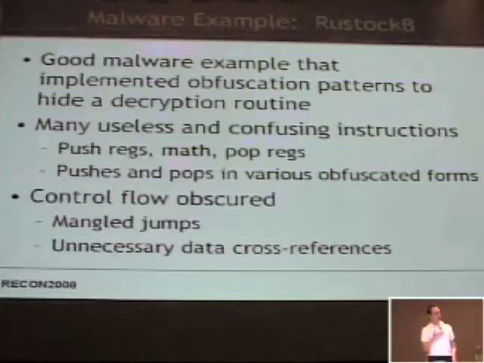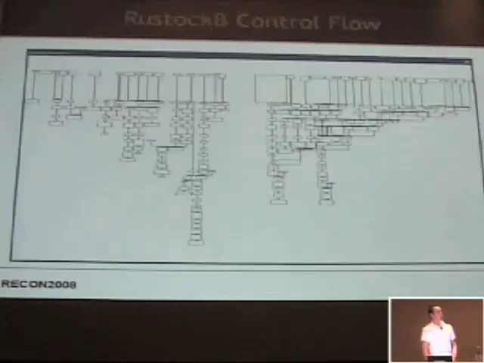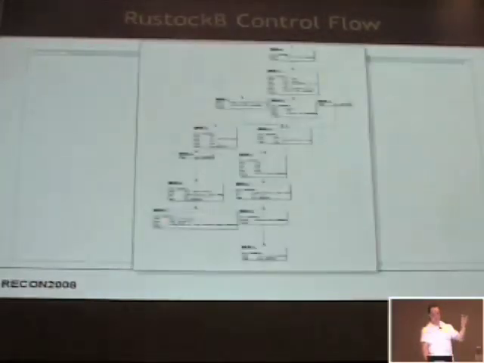They've also obscured the control flow, mangled jumps, some things that IDA Pro doesn't handle by default. So here's the control flow we started out with, all kinds of code flattening. I mean, this is one function, but it obviously isn't going to really have 25 different entry points and places to exit either. So let's look at a small piece of it.